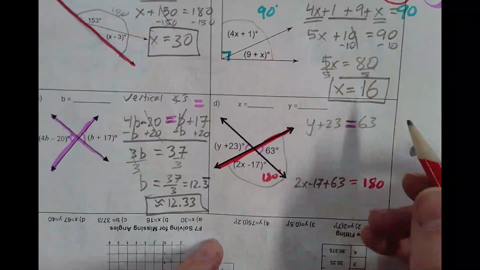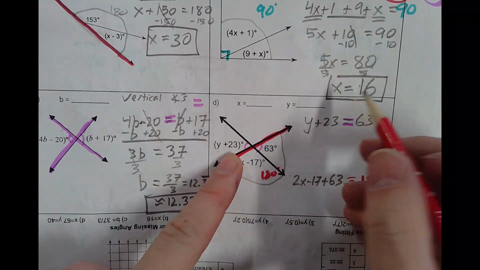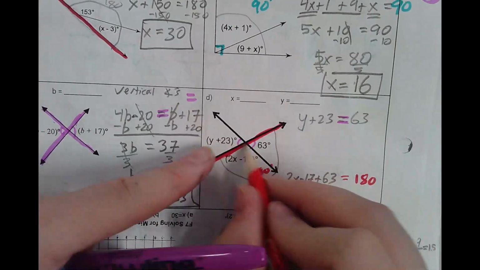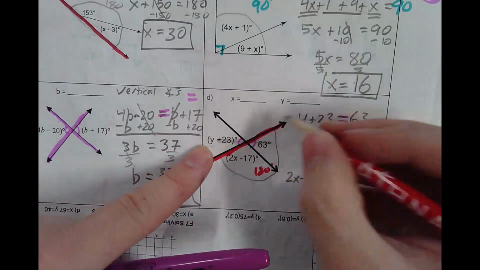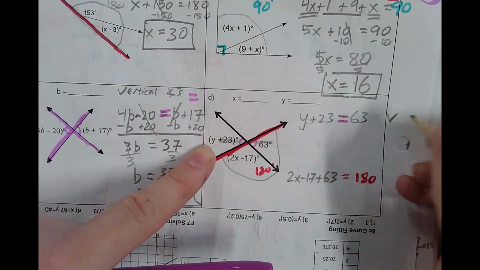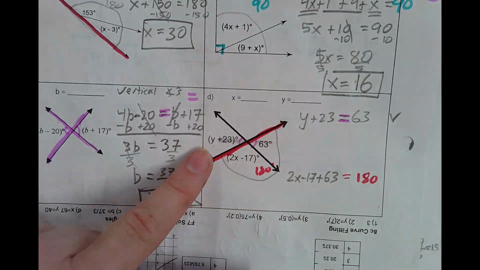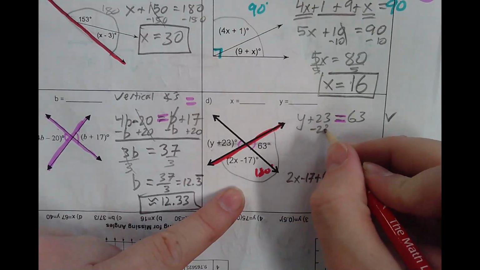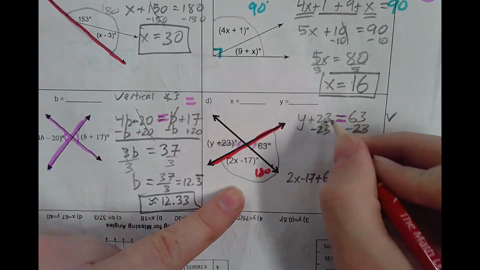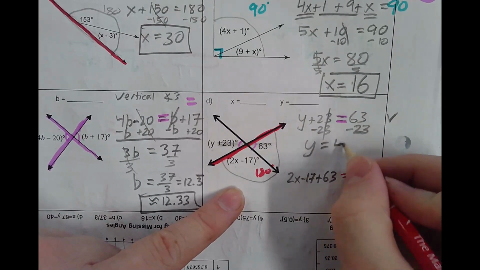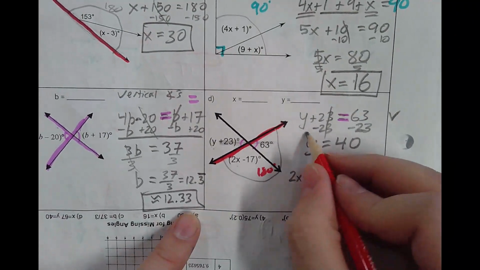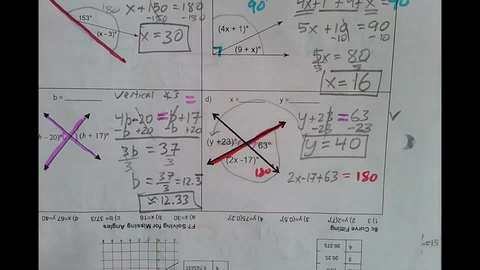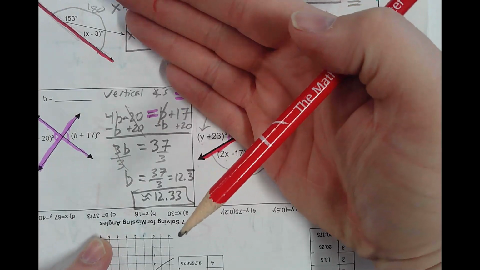Okay, last question is letter D, which is the most difficult question on this page, which has a solving for two angles. The first angle we solved for was with vertical angles. So vertical angles would be equal. Setting these two equal to each other, we get y plus 23 equals 63. Subtracting 23 to both sides gives us the answer of 40. So the answer for y is 40. You could plug in 40 into this one and solve for the straight angle right there if you wanted to. That'd just be a little complicated.